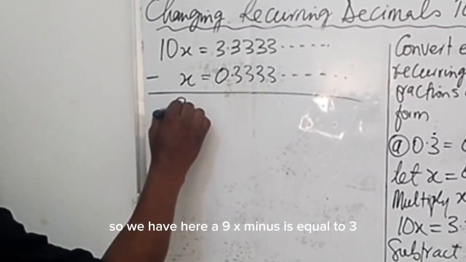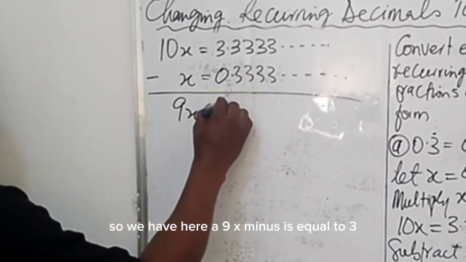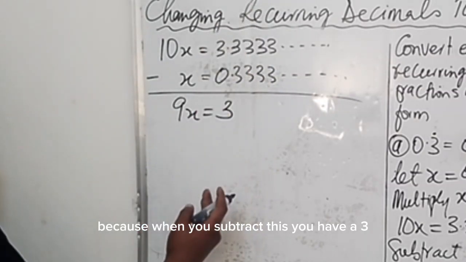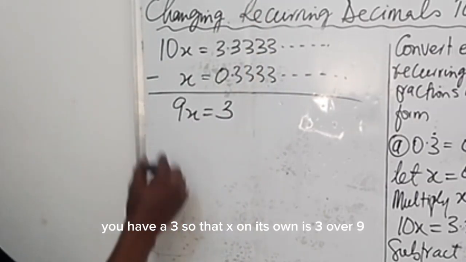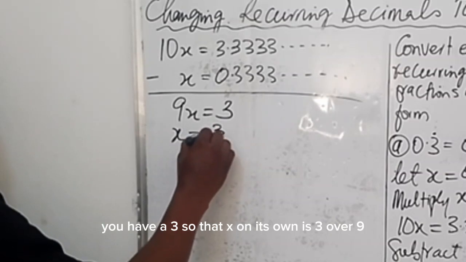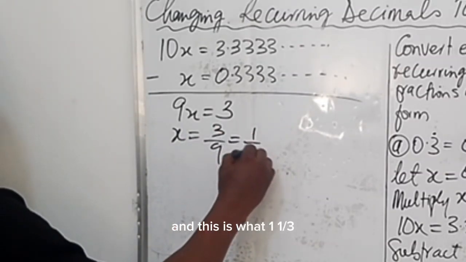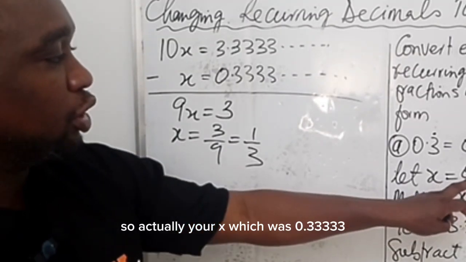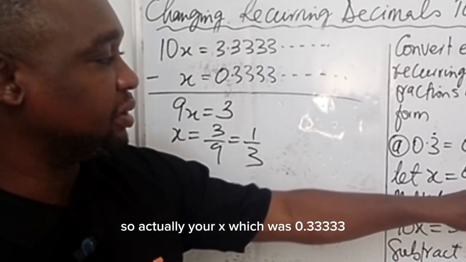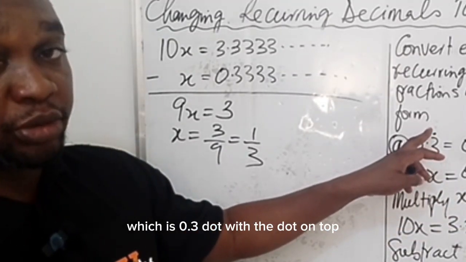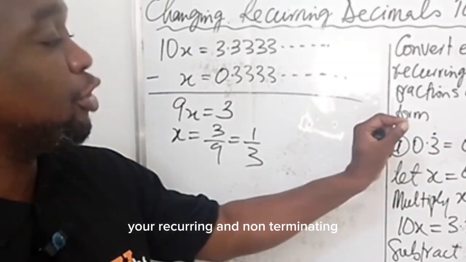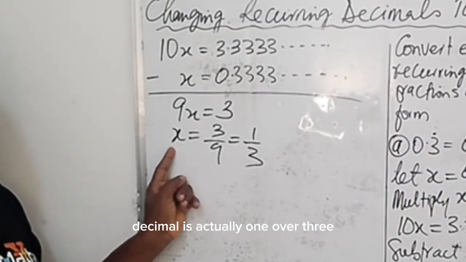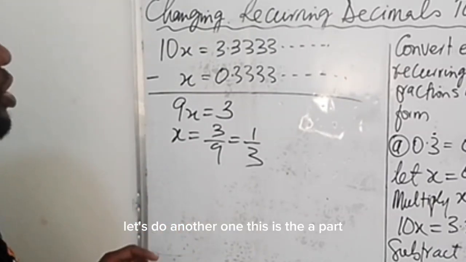So we have here 9x is equal to 3, because when you subtract this, you have a 3. Look at it. You have a 3. So x on its own is 3 over 9. And this is what? 1 over 3. So actually, your x, which was 0.33333, which is 0.3 with the dot on top, your recurring and non-terminating decimal, is actually 1 over 3.